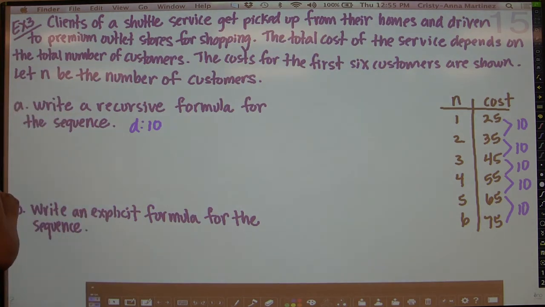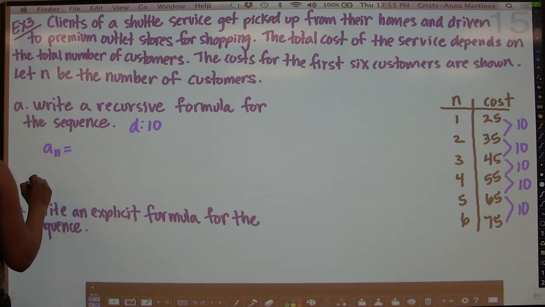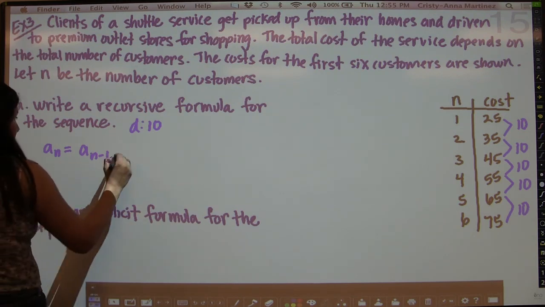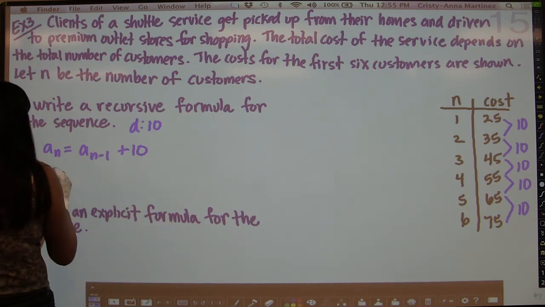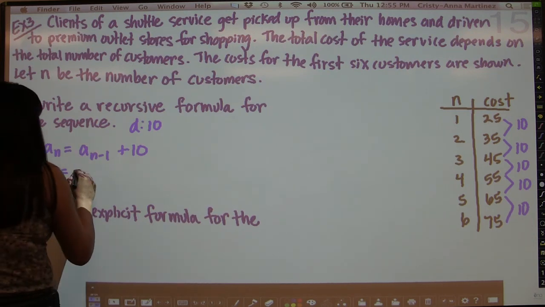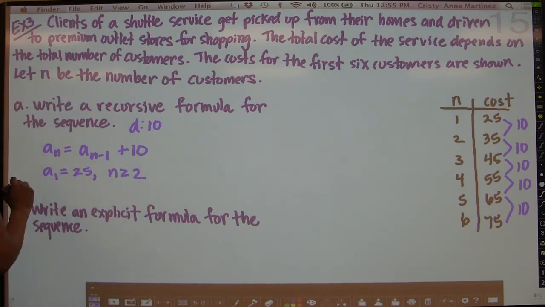And according to my formula, it's going to be a sub n is equal to a sub n minus 1 plus the common difference, which in this case happens to be 10. That's my first part. But now I can actually go ahead and give the other information as well. Remember, we have to always say a sub 1 would be the first term. That would be one customer. A sub 1 is 25. And of course, that n has to be greater than or equal to 2. So that pretty much in a nutshell is part A for you.